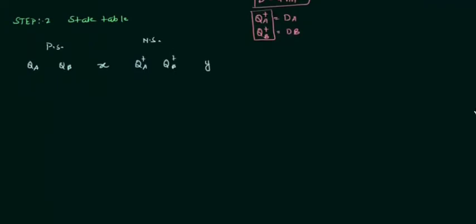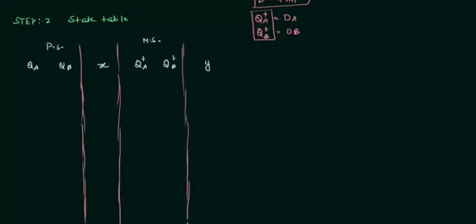So let's fill this table, and let me draw these separating lines. There are total 8 possible combinations, because there are 3 variables QA, QB and X. I will tell you how to find out the value of QA plus, QB plus and Y, and then the rest of the cases you can handle. Finally, we will move to step number 3.